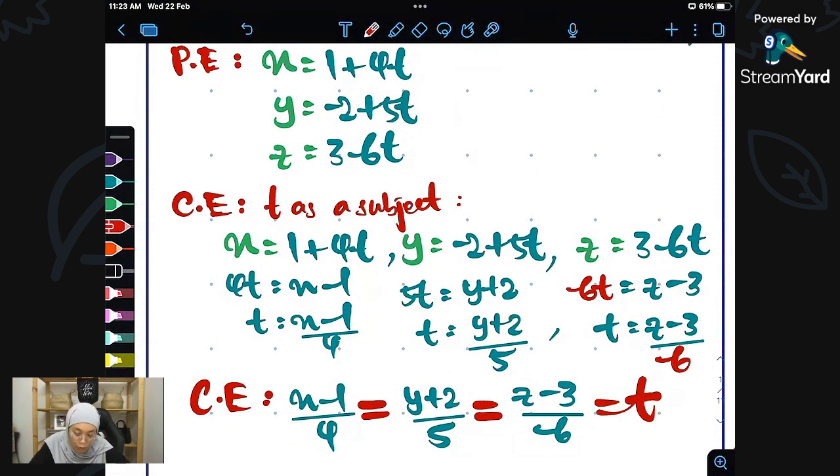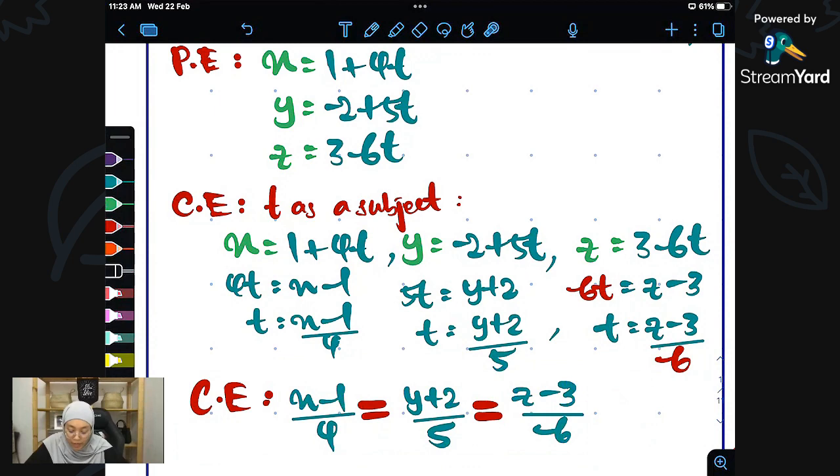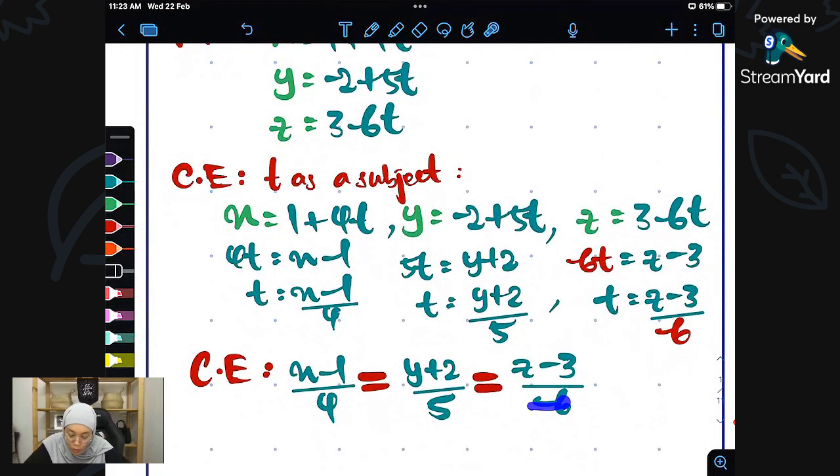Okay, but we rarely write this. We rarely write equal to T. We understand by ourselves that everything here is actually T as the subject, but we do not want to write it down. We just leave it in this form for the Cartesian equation. Alright, and there is another purpose why I leave the negative 6 below here.